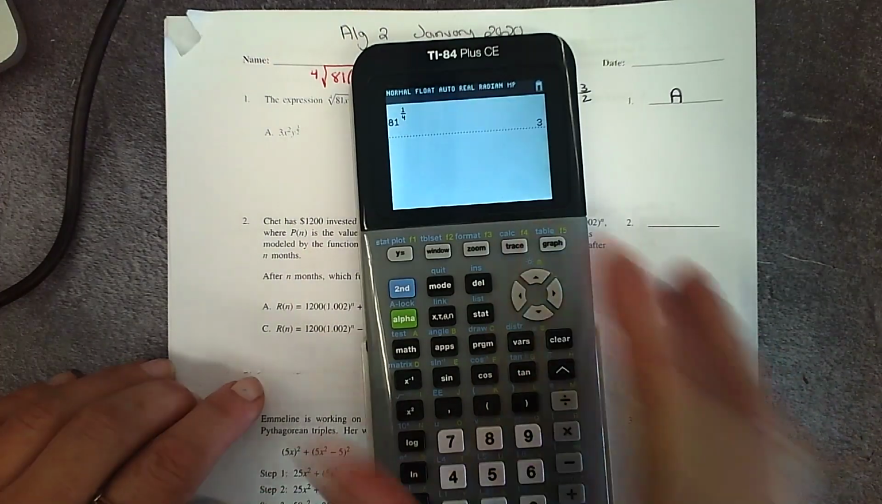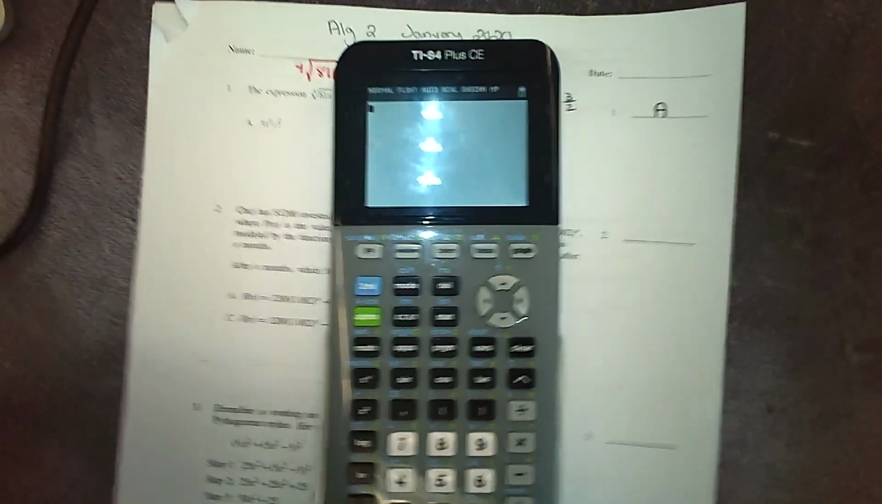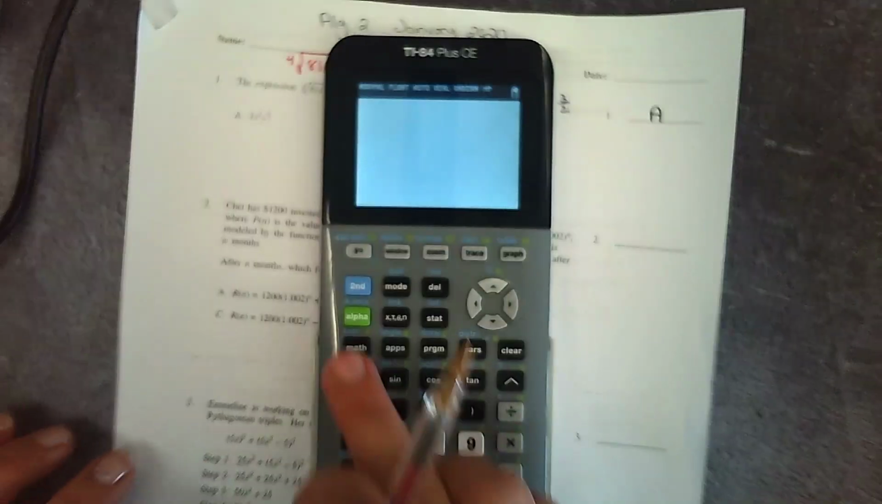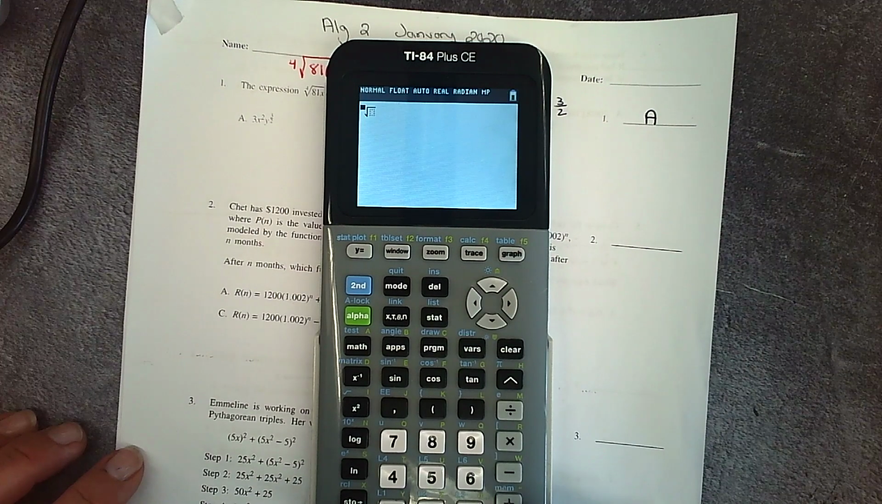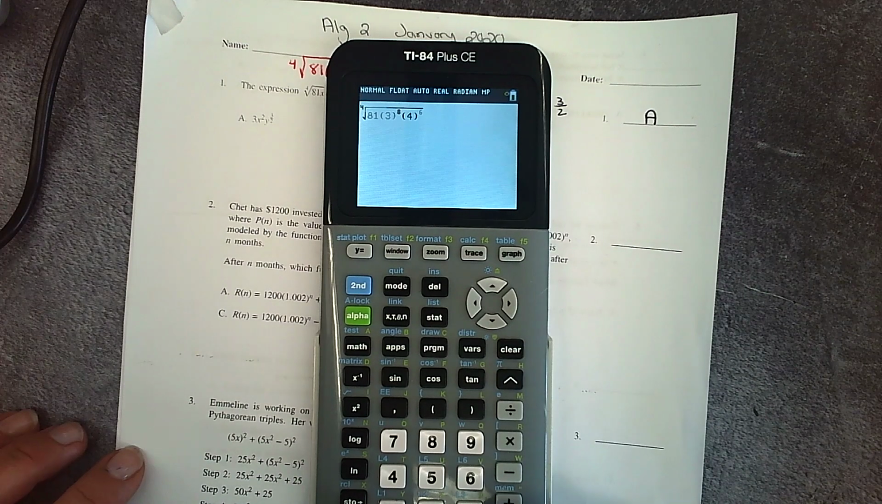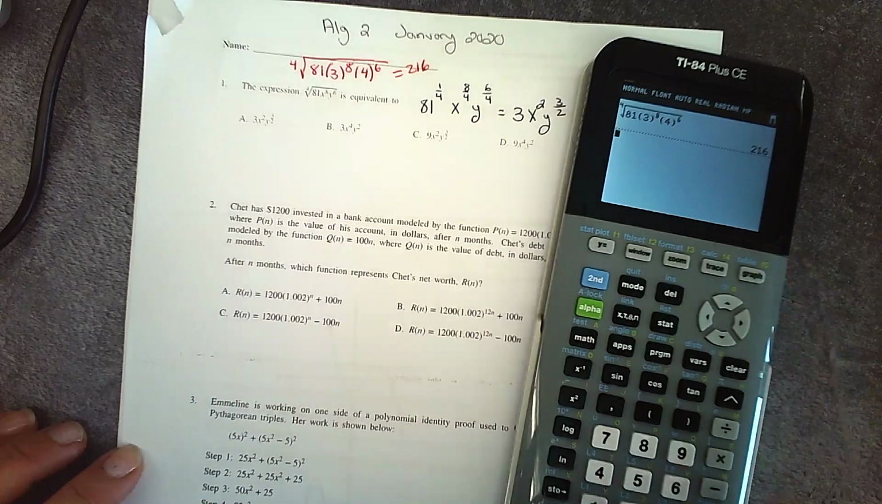So I'm going to go to my calculator again, right? I'm going to do math with the math button. I'm going to go down to number 5. I'm going to put a little 4 in the corner. 81. Going to plug in a 3 raised to the 8, arrow over 4 raised to the 6. And that gives me 216. So this came out to be 216.